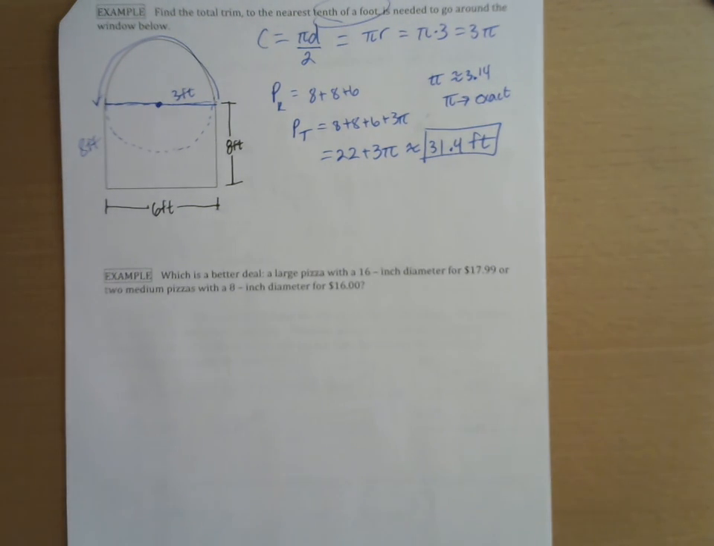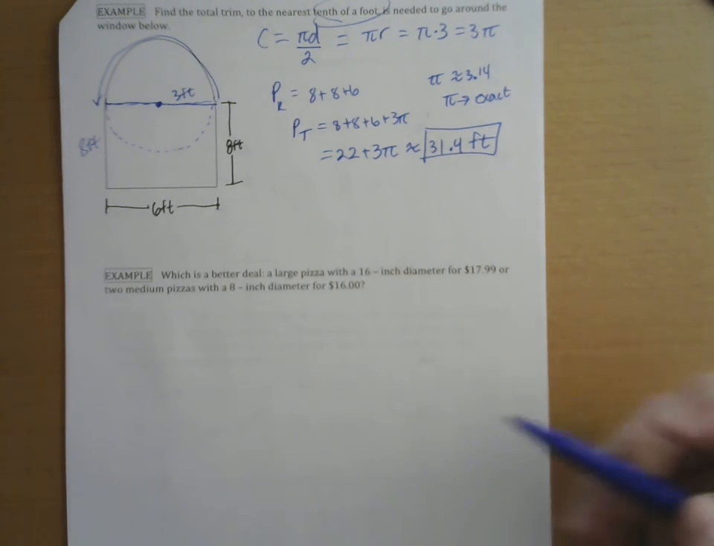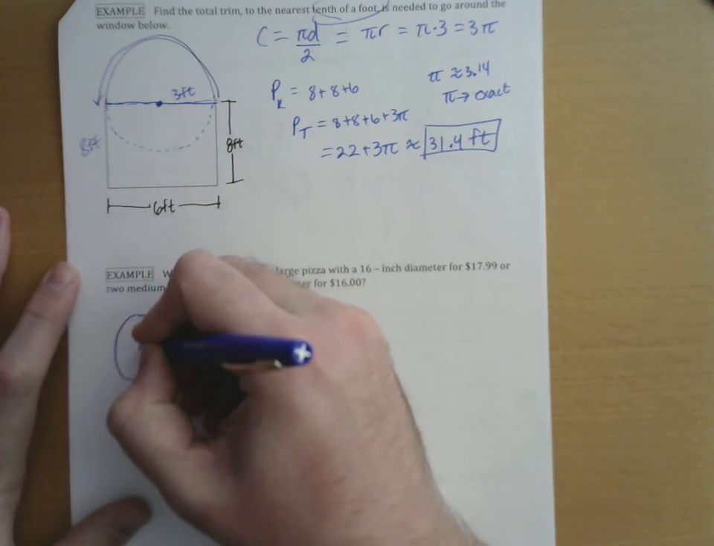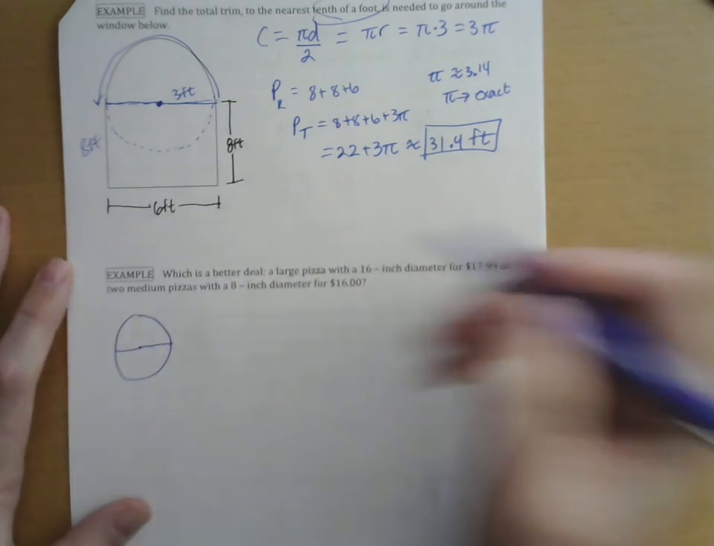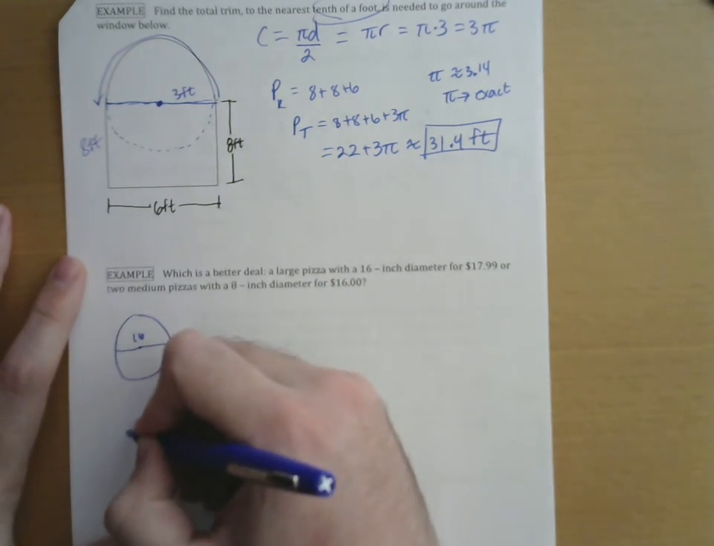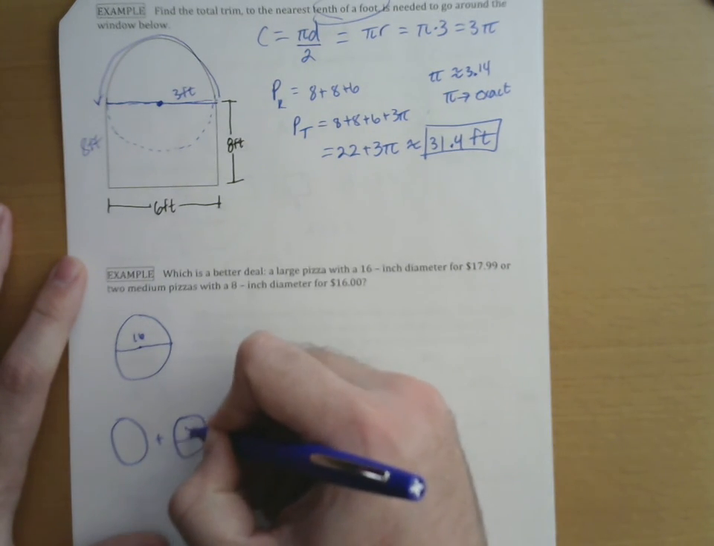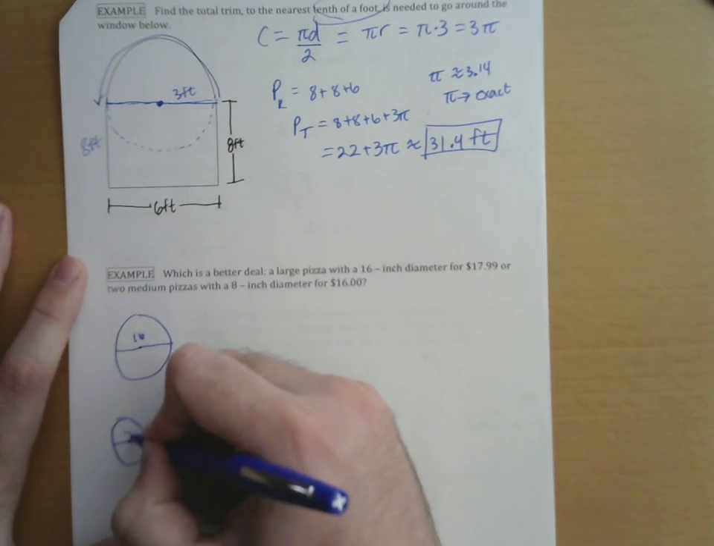And our last example here is a problem about pizza. So it says, which is a better deal? A large pizza with a 16-inch diameter for $17.99, or two medium pizzas with an 8-inch diameter for $16. So the biggest thing here, I'm going to draw my little fake pizzas. The diameter here is 16, or we have two mediums that have an 8-inch diameter.